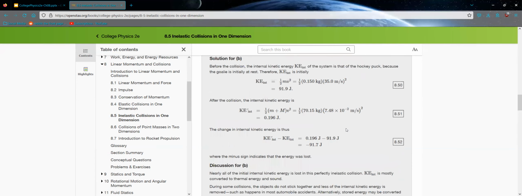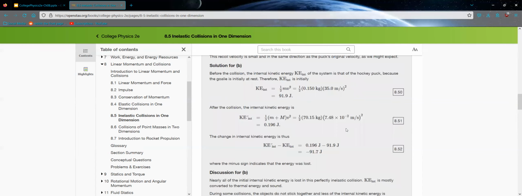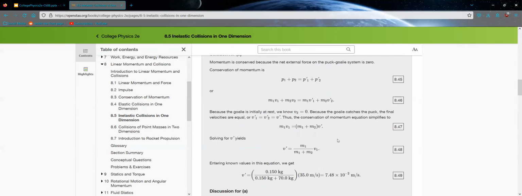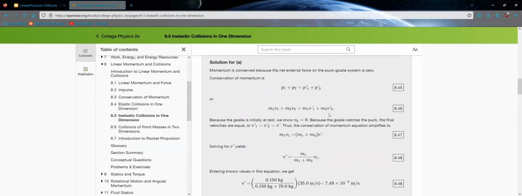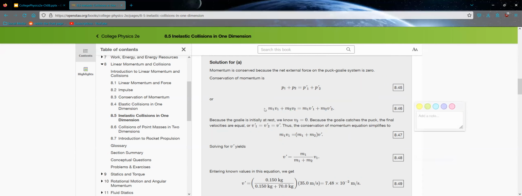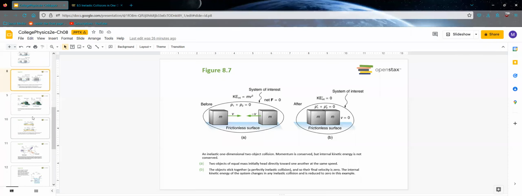That is inelastic collisions. The difference between elastic collisions and inelastic collisions is if you need to change 8.46 to 8.47. Those two equations are the entire game.